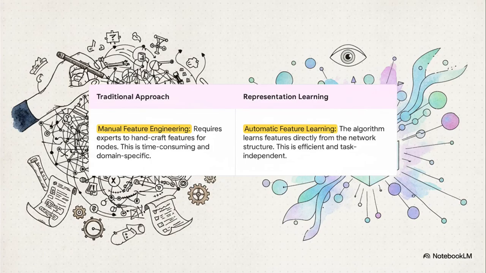You'd need domain experts to sit down and carefully craft features for every single node in the network. As you can imagine, this was super time-consuming, and the features you made for one network probably wouldn't work for another. But now we have something called representation learning, which pretty much automates this whole thing. The algorithm learns the important features all by itself, directly from the network structure. It's way more efficient, and it's general enough to work on all sorts of different tasks.